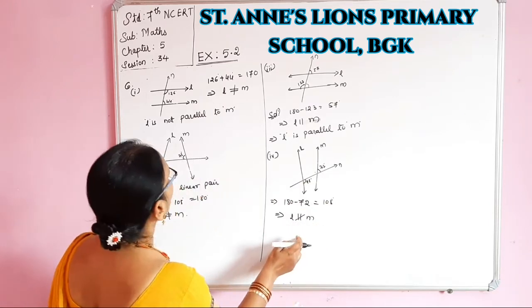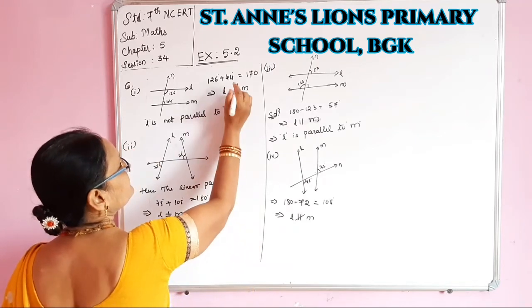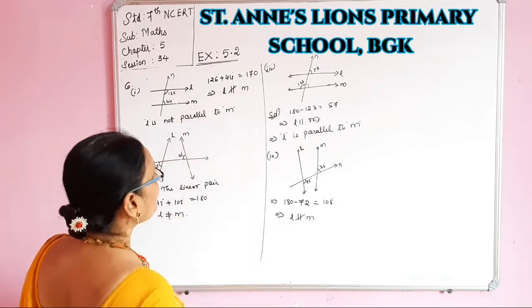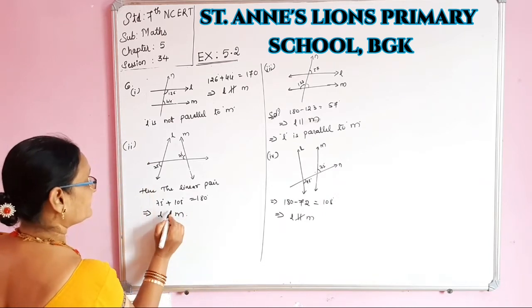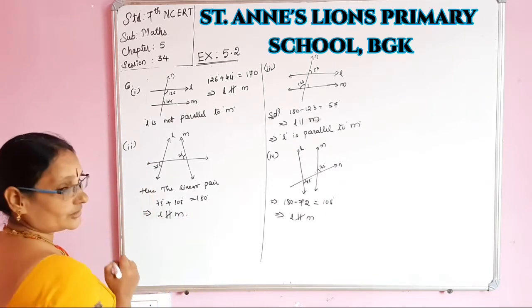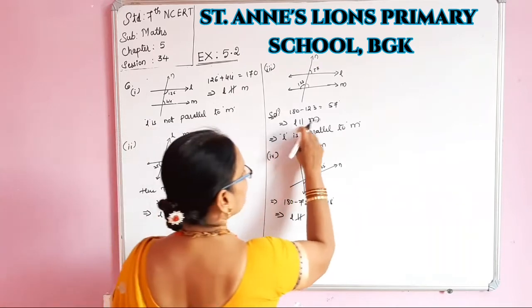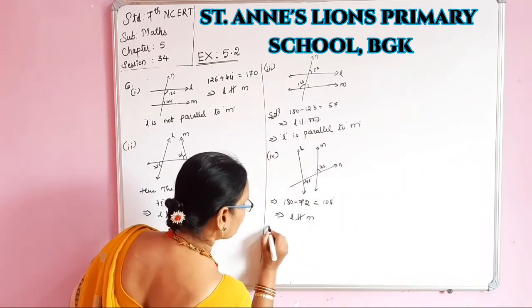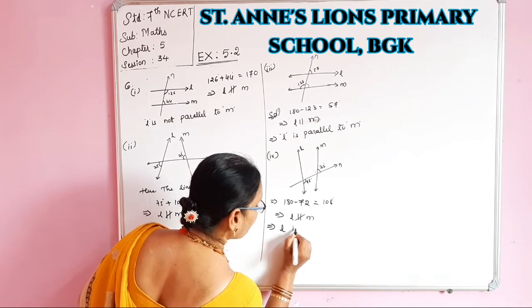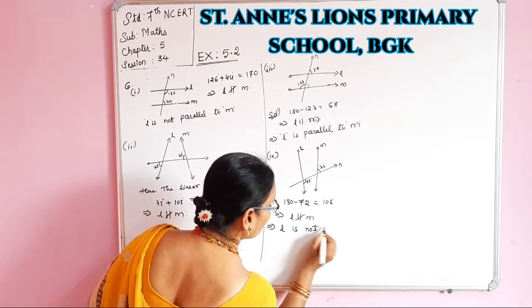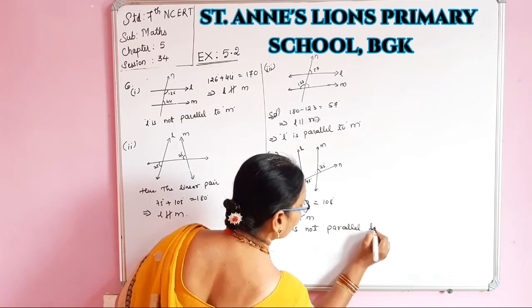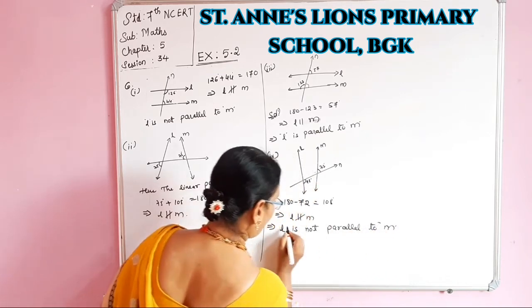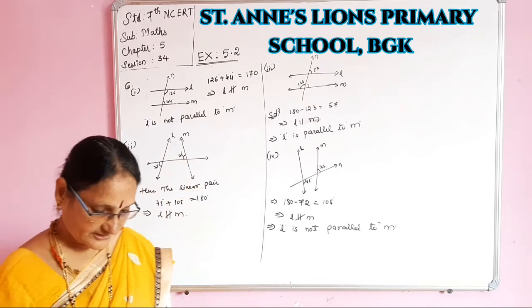So not parallel is written like this. Here also I have written like this: L is not parallel to M. Here also this is not equal. This is not parallel. So what can we write here? L is not parallel to M. So the exercise is completed.